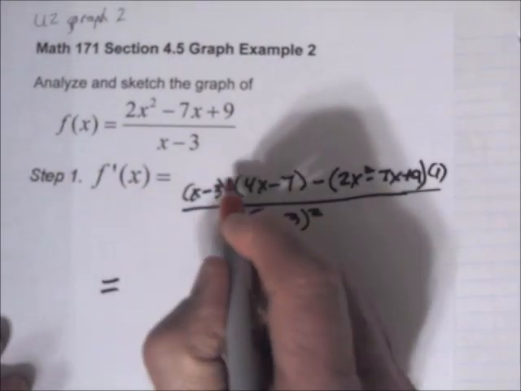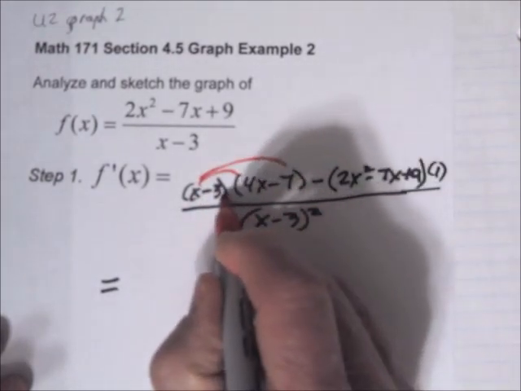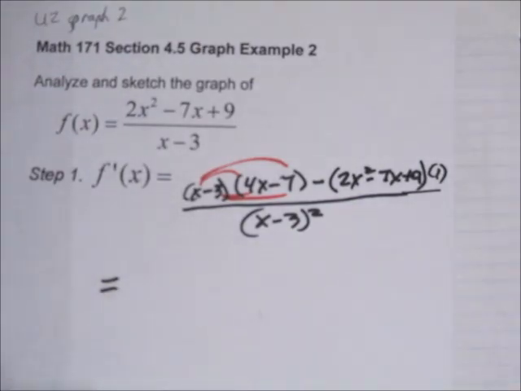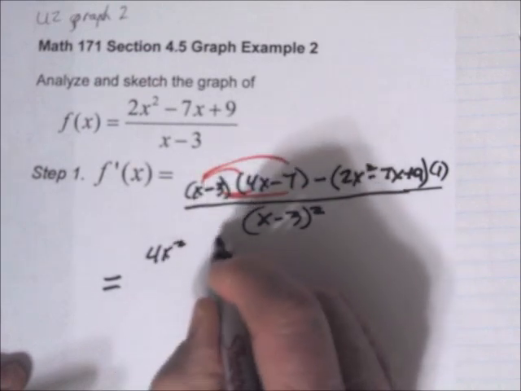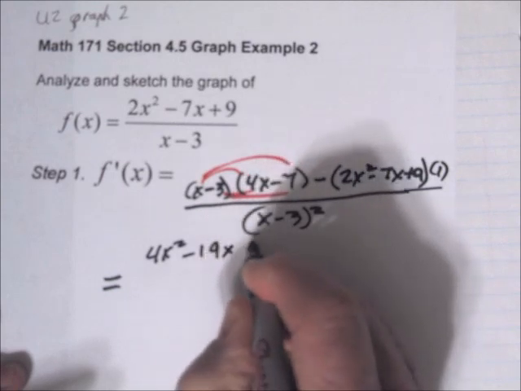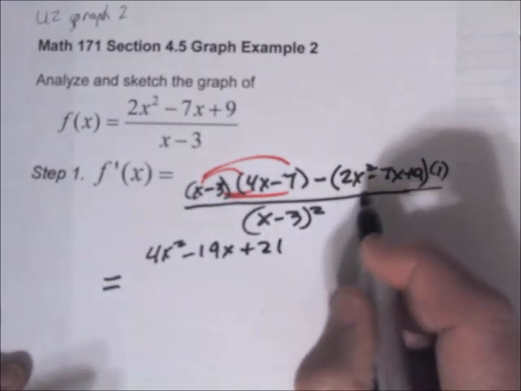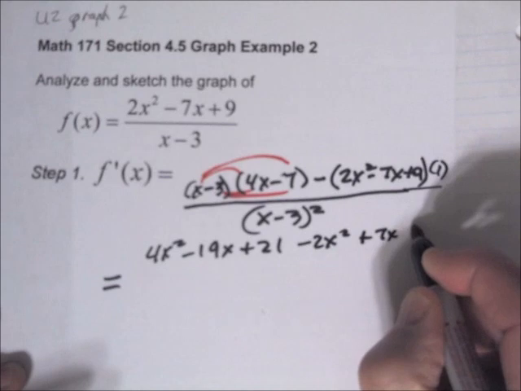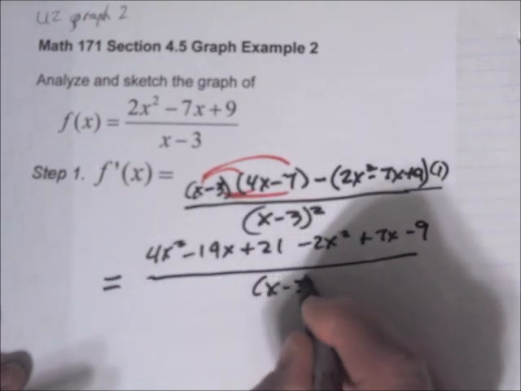we have x times 4x, x times negative 7, negative 3 times 4x, negative 3 times negative 7. It's the FOIL method. I have 4x squared. Outer product is negative 7x, inner product negative 12x. It gives us minus 19x. Negative 3 times negative 7 is plus 21. Distribute the minus sign here. We have minus 2x squared plus 7x minus 9, all over x minus 3 quantity squared.